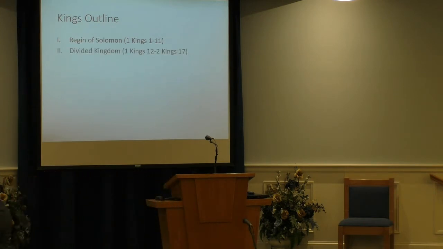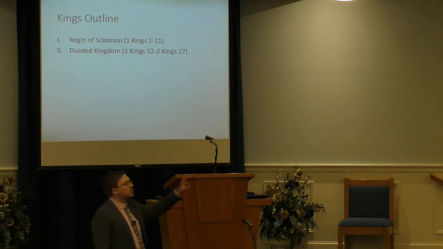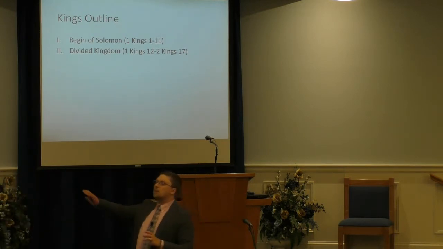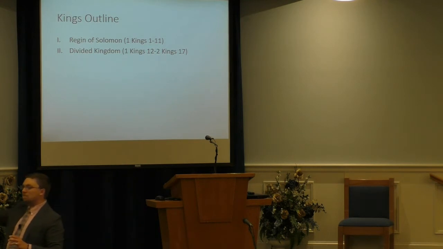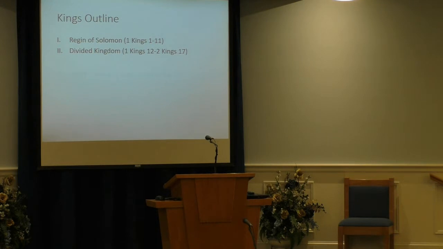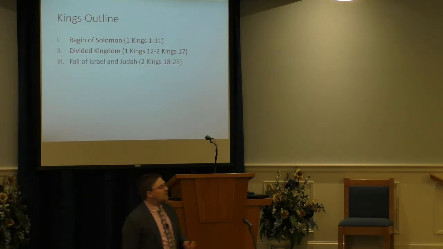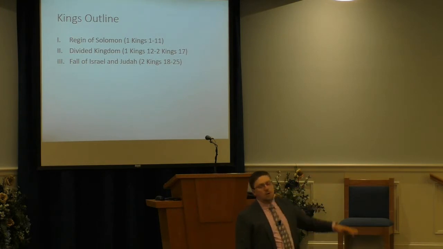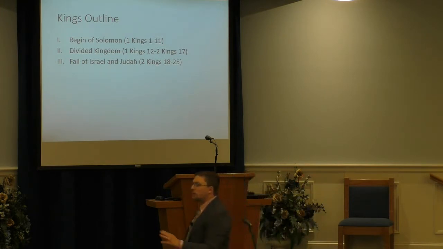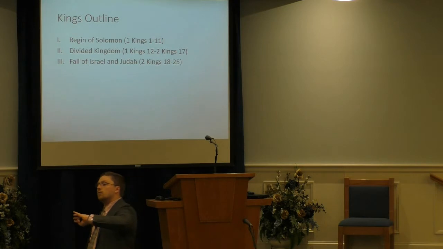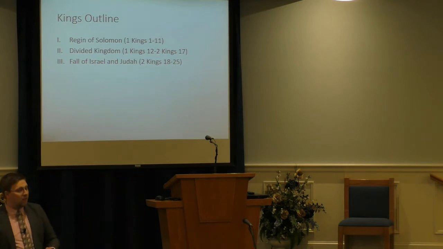Beginning in chapter 12, we have the story of Rehoboam, where the kingdom divides and 10 tribes go to Jeroboam, the son of Nebat, and the other 2 stay with Rehoboam, just as it had been prophesied to Jeroboam previously. And that goes through 2 Kings 17. In 2 Kings 18, we have the fall of Israel. And then on 19 through 25, we have the final days and fall of Judah as well because of their wickedness.